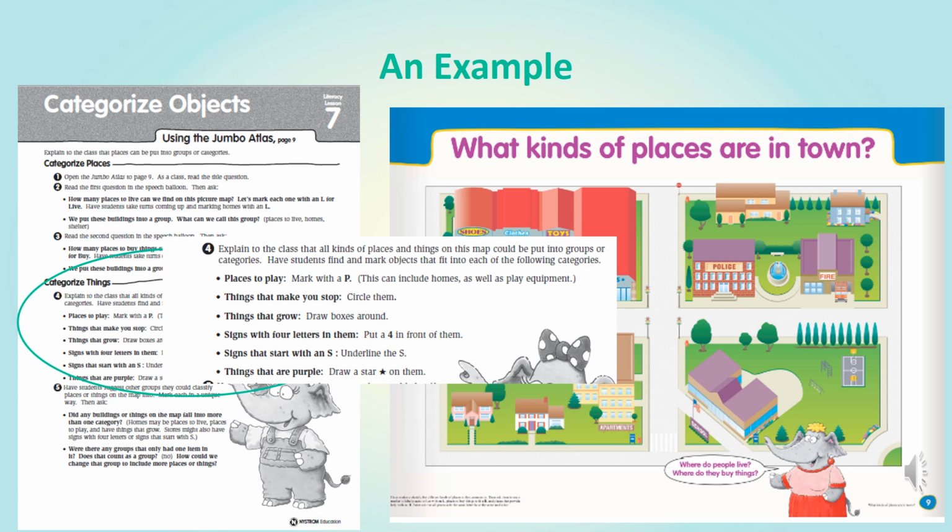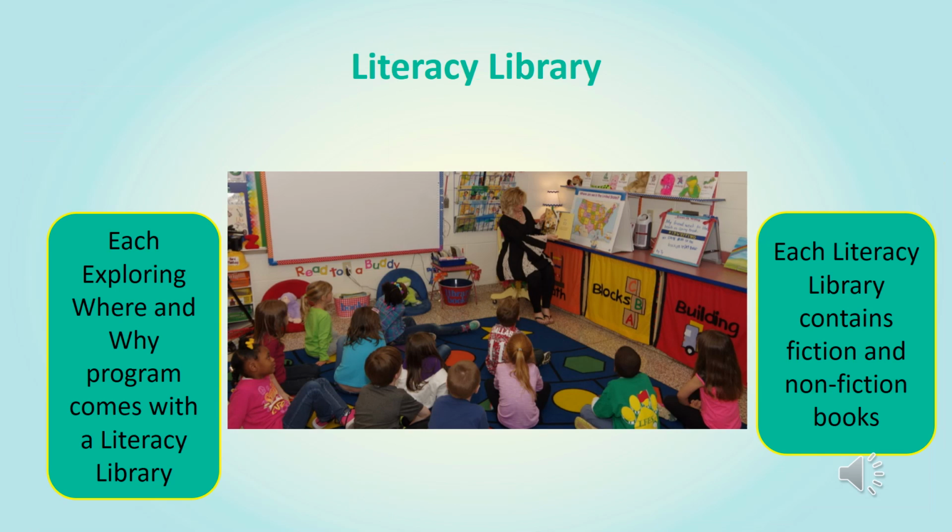As you can see, I've pulled out number 4 here, and you can see the types of things that students are learning to categorize. Things that make you stop, things that grow, signs with 4 letters in them, a variety of things from which students are learning how to categorize. The Exploring Where and Why program also comes with a literacy library, 12 books that are fiction and nonfiction. You'll be learning more about this cross-curricular approach in Session 4.